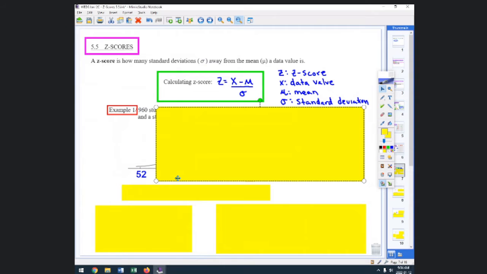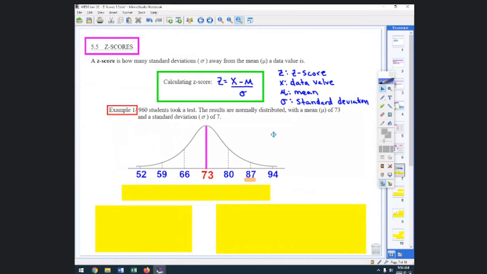Okay, so here's an example. 960 students took a test. The results are normally distributed. As soon as I see normally distributed, I can sketch a little bell curve. I'm good to go. With a mean of 73, so I put the mean here in red in the center with the pink line to remind you that is the mean of a normal distribution. As soon as I know it's normally distributed in terms of the results, I know the mean is in the center. And I have the symmetry, the cascading down of that bell-shaped curve. So standard deviation of 7.